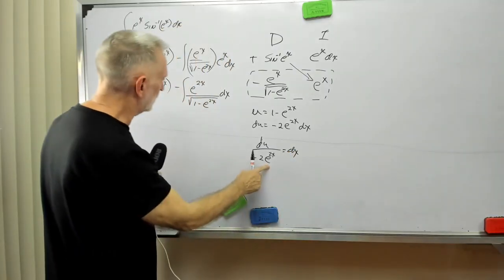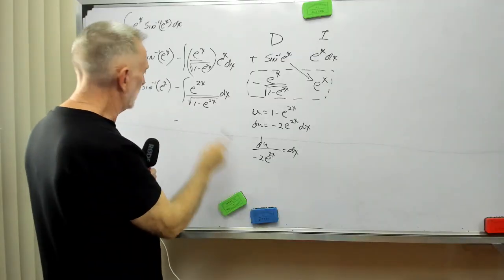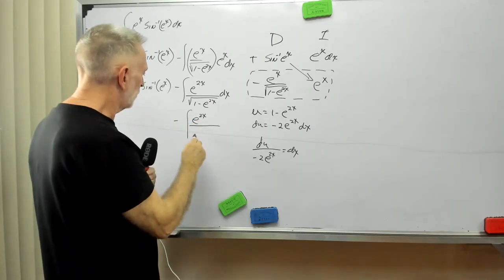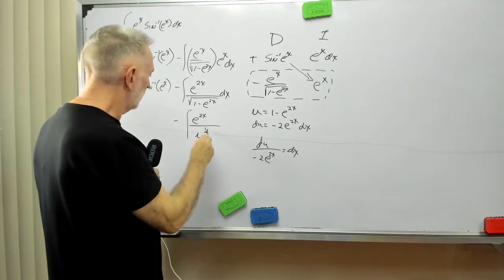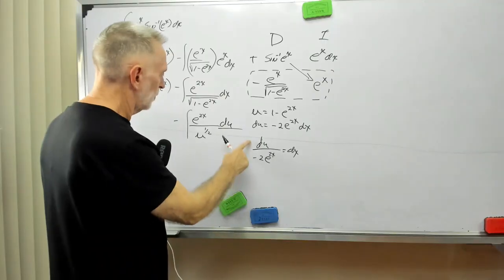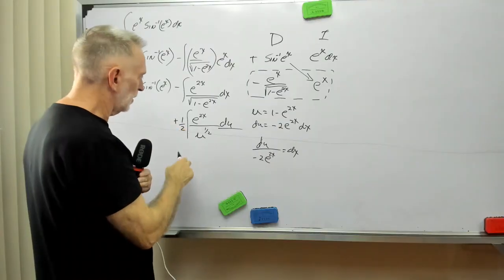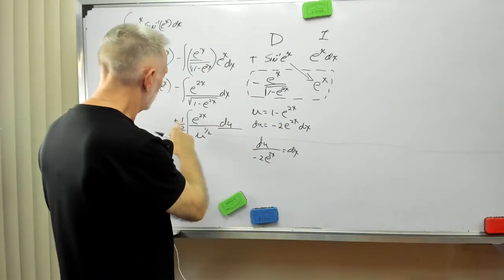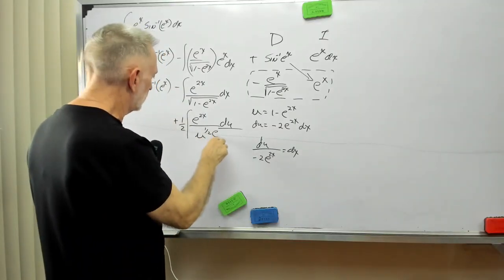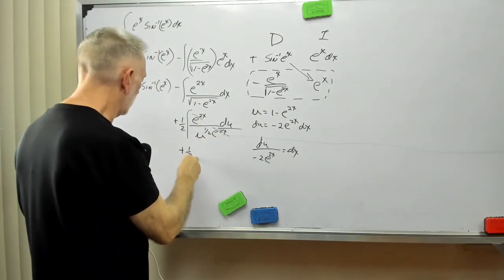You can already see this guy is going to cancel this one. All right, now we have minus e to the 2x over u to the 1/2, that's the square root, du over negative 1/2. So that makes this a positive. I'm going to put that 1/2 right there. That cancels this e to the 2x and that one. So we have plus 1/2 the integral.